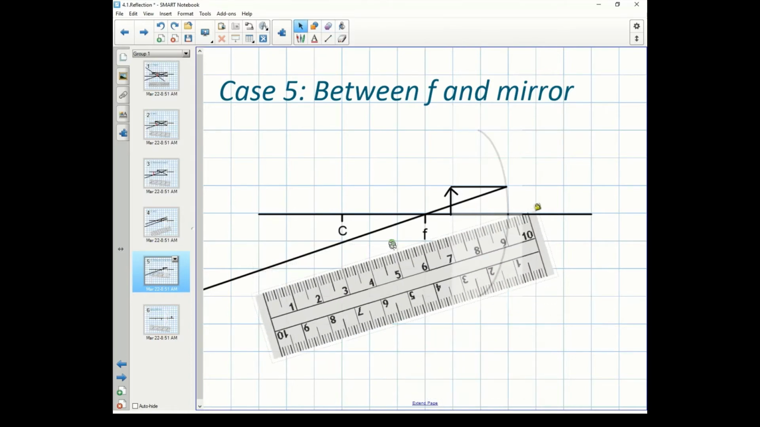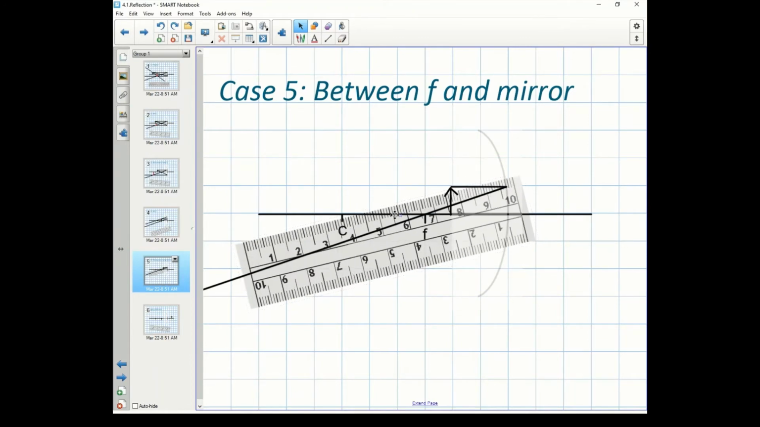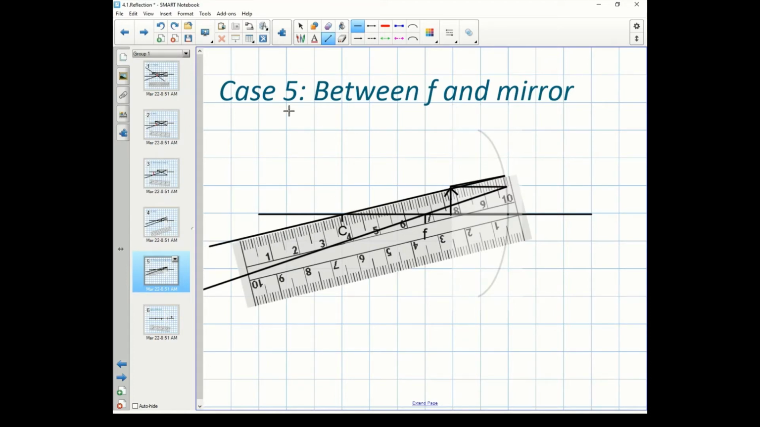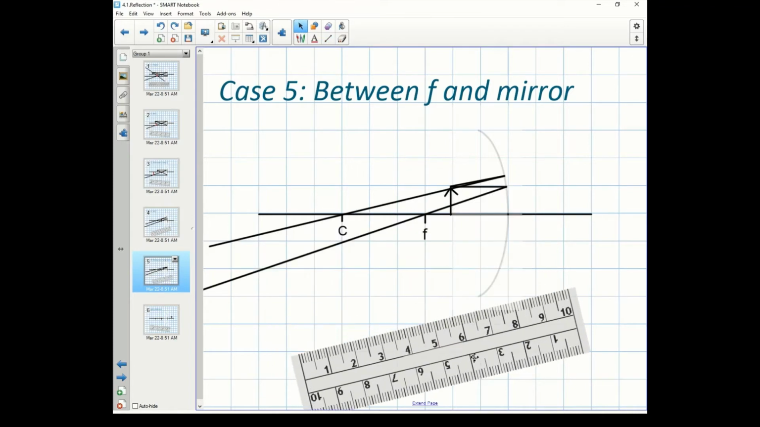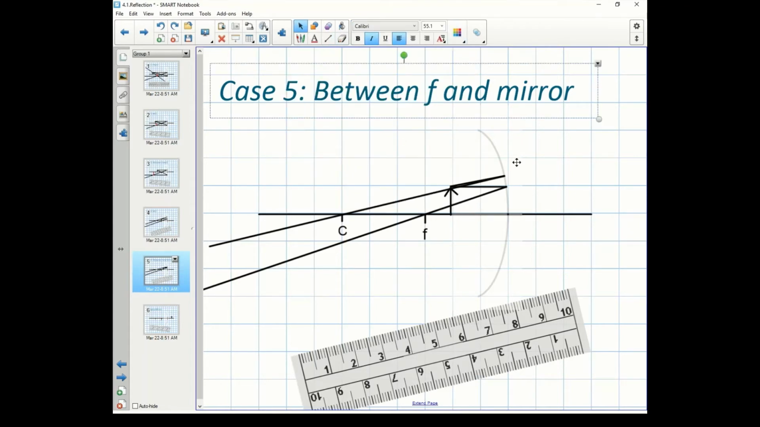We take our ruler, line up C and F like that, and then we draw a line so it bounces off the mirror here and then goes back. So what we'll notice is that our lines, they're not parallel this time, but they're definitely not going to meet up over here. So where they will meet up is on the other side of the mirror. We use a dotted line to show this.